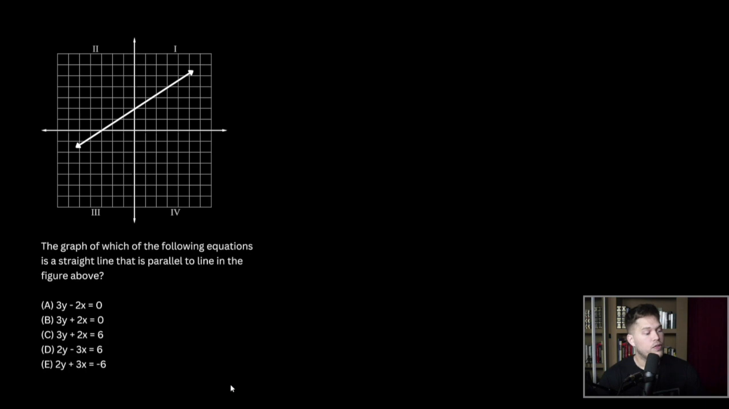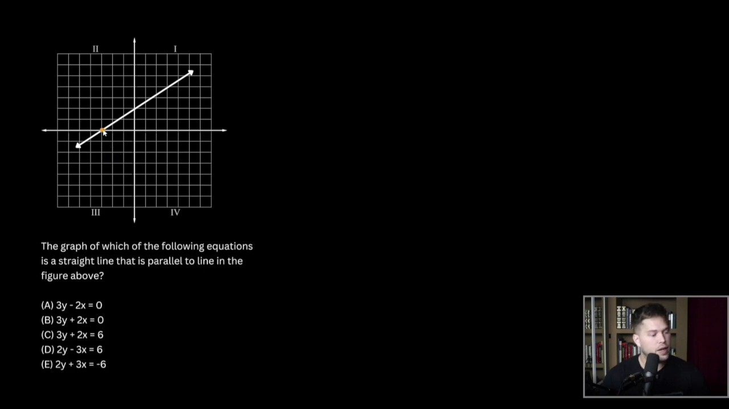The graph of which of the following equations is a straight line that is parallel to the line in the figure above? Okay, so it's important for us to know that parallel lines have the same slope. So we want to know the slope of this given line. So let's look at 2 points on this line.